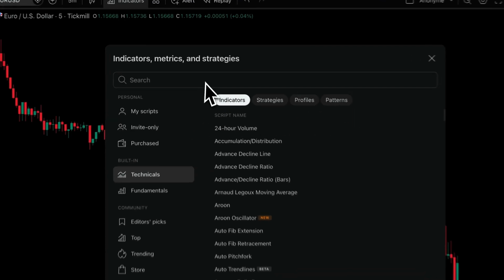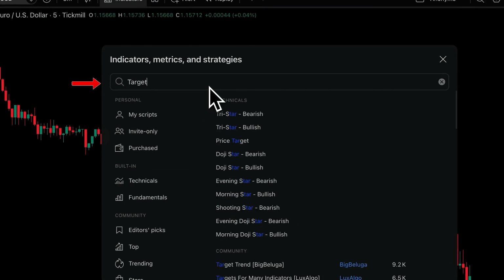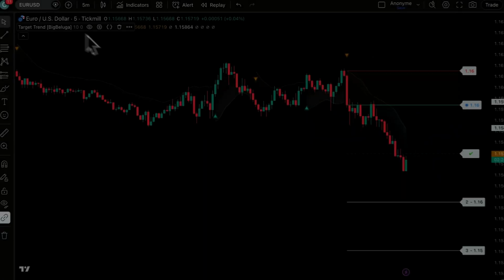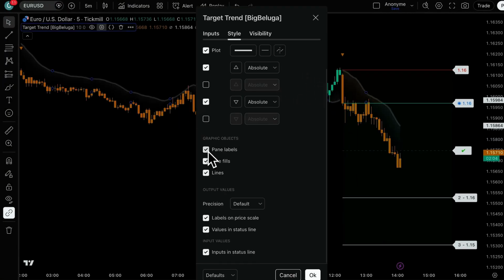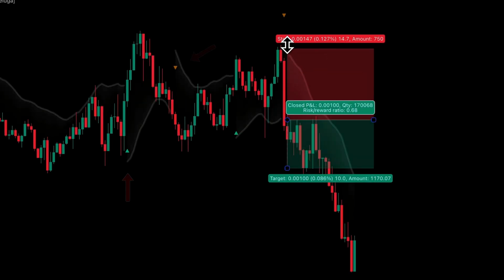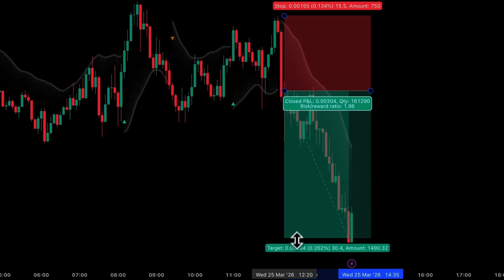First step, we're going to add the technical indicator we'll use for this scalping strategy. You select this one. We go into the settings. You can delete this and delete that. It is a technical indicator that will give you buy or sell signals.